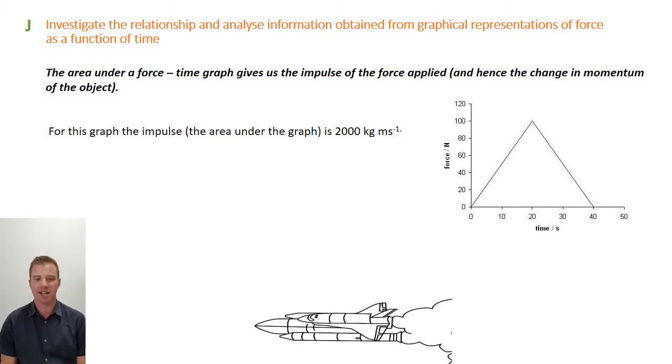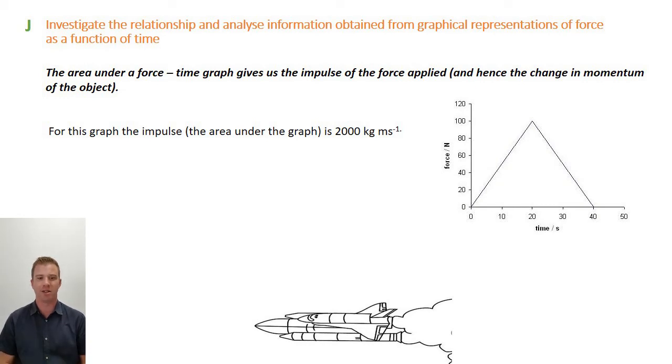The area under the force time graph gives us the impulse of the force applied to it, hence the change in momentum. So the area under force time graphs gives us the impulse of the force applied. Remember, the units for impulse are Newton seconds, and that's what the two axes are labeled.